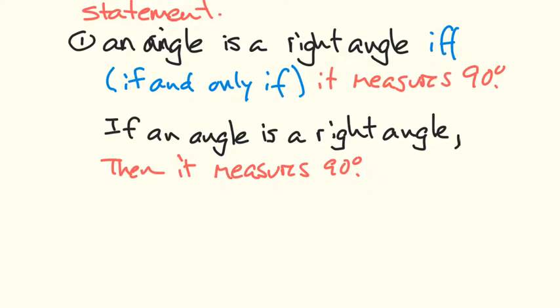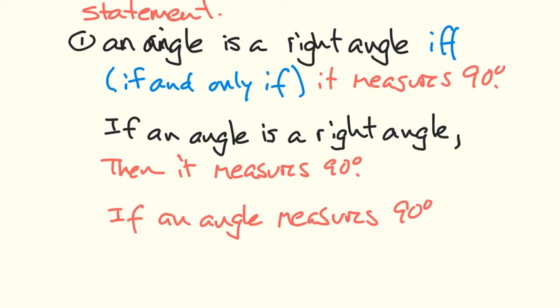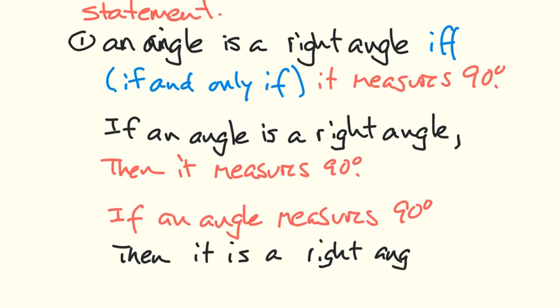On the other hand, you could also say: if an angle measures 90 degrees, then it is a right angle. So in this case, you can conclude, well, if an angle measures 90 degrees, so if I show you an angle and that angle measures 90 degrees, you can conclude that it is, in fact, a right angle.